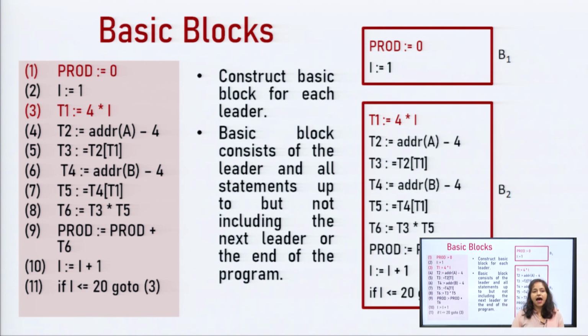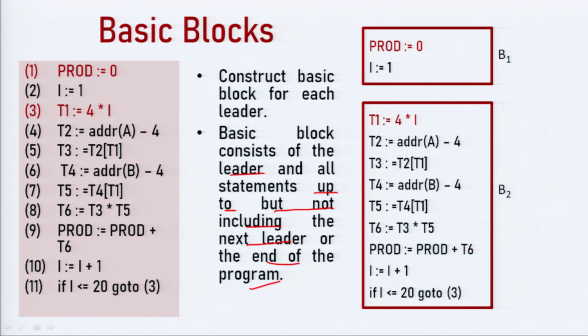Now, after getting the leaders we can construct the basic blocks. So, construct a basic block for each leader, it means here we have 2 leaders. So, definitely there will be 2 blocks. How to construct the basic block? A basic block consists of the leader and all the statements up to but not including the next leader or the end of the program.